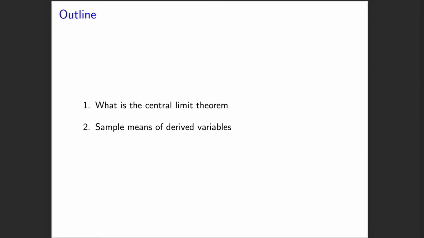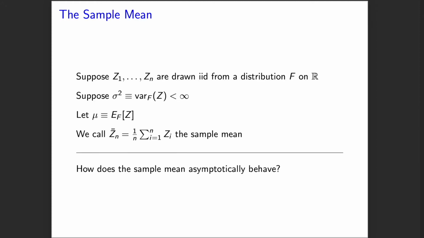We're first going to discuss what the central limit theorem is, and then we're going to think about sample means or empirical averages of derived variables and how these can also engage the central limit theorem. Now let's just talk a little bit about the statistical or experimental setup that we often think about when we engage with the central limit theorem.